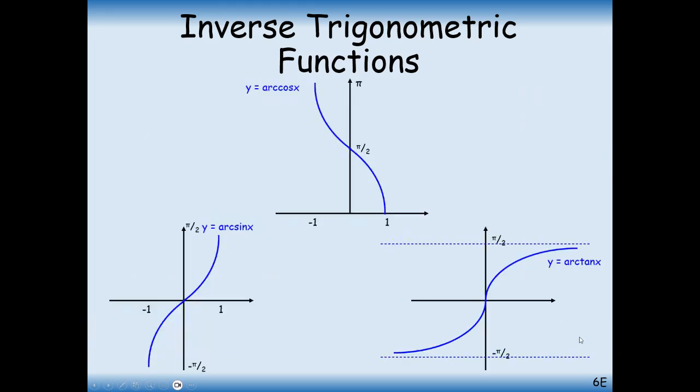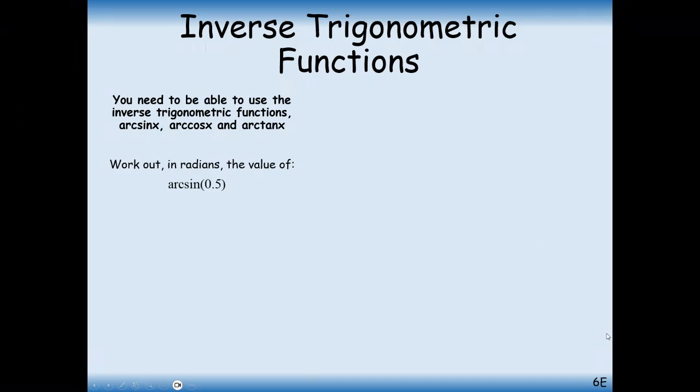Okay, so these are the graphs of the arcsine, arccos, and arctan. So when we take the arcsine of a half, that means inverse sine of a half, we'll end up with pi over 6, which is 30 degrees. Okay, so that's the answer there.